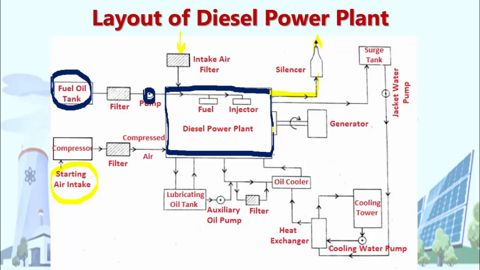And during the combustion stroke, the power is generated. From the power, the crankshaft starts to rotate. That crankshaft is connected with the generator, so that the generator starts to generate the electricity. This is the basic working of the diesel engine.